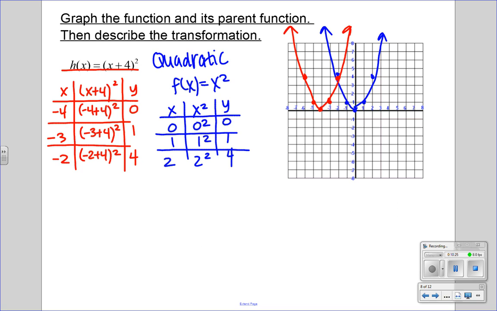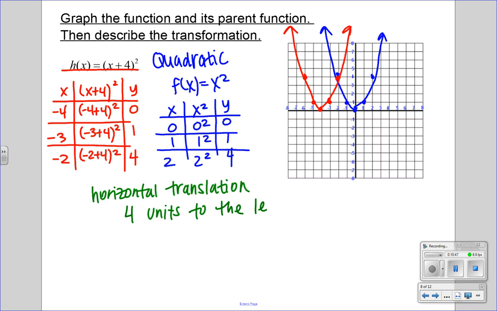Now, if we just look at this, we can visually see that it moved horizontally to the left 4 units. So we can say it's a horizontal translation 4 units to the left. And if we look at our function, this x plus 4 is what gives us a horizontal translation 4 units to the left.